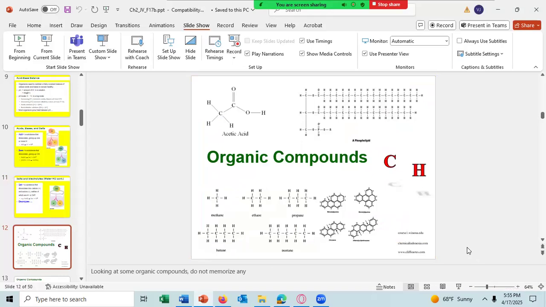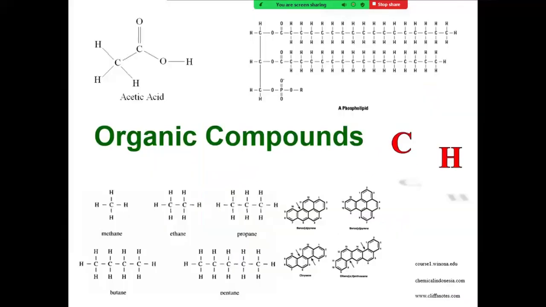All right, let's briefly talk about organic compounds. Organic compounds are compounds that always contain carbon and hydrogen. The simplest organic compounds are called hydrocarbons, and they only contain carbon and hydrogen. Let me see if I can blow this slide up. So methane, ethane, propane, pentane, these are all hydrocarbons, and they only contain carbon and hydrogen. That's why it's called a hydrocarbon.